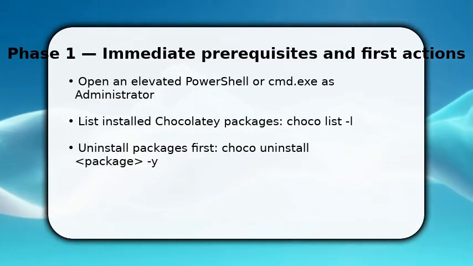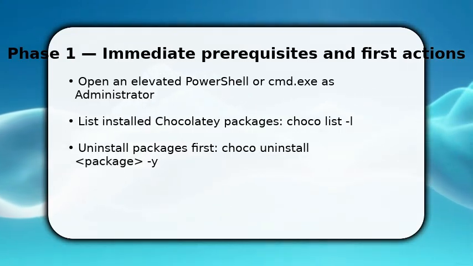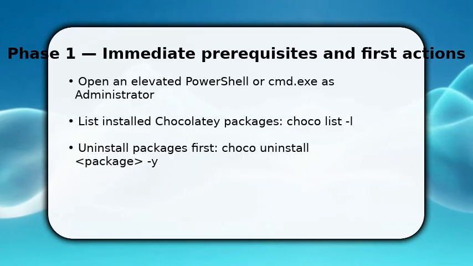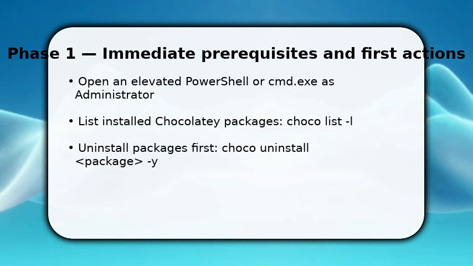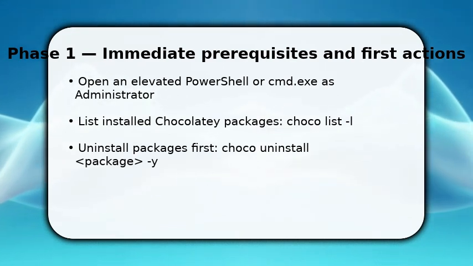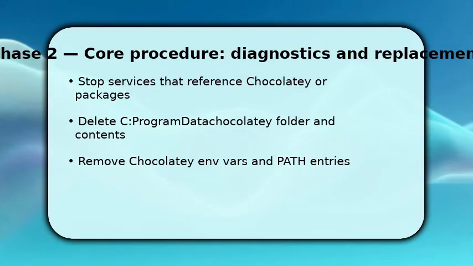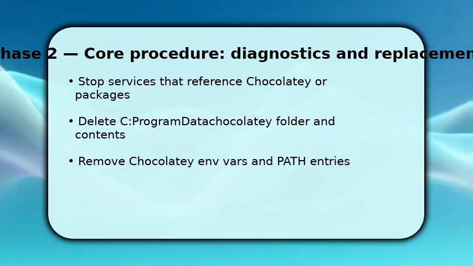Make sure to remove service-related packages first. You do this now because leaving packages installed can leave orphaned files and registry entries that block a clean Chocolatey removal later. Next, stop any Windows services or scheduled tasks that reference Chocolatey. If a service locks files, deletion will fail.